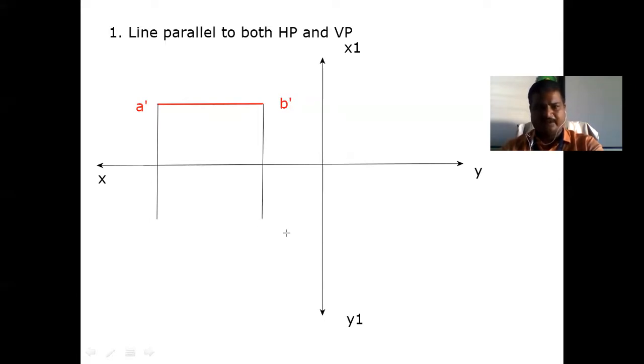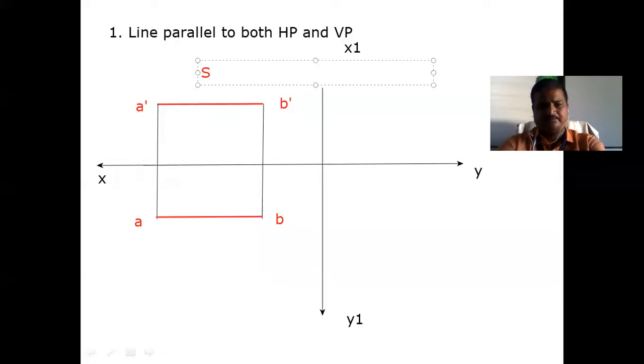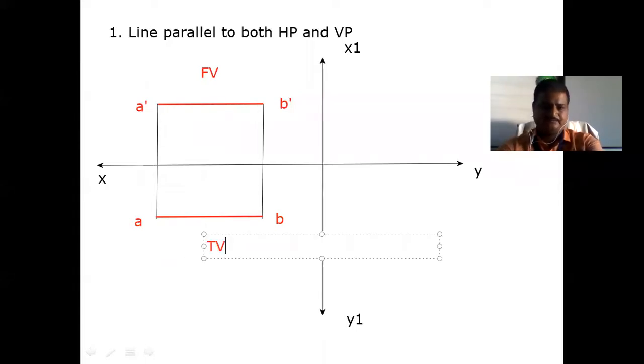Then top view of line AB. Give the name to the top view, A, B. Okay, so this is my front view. This view behind below the XY line is my top view.